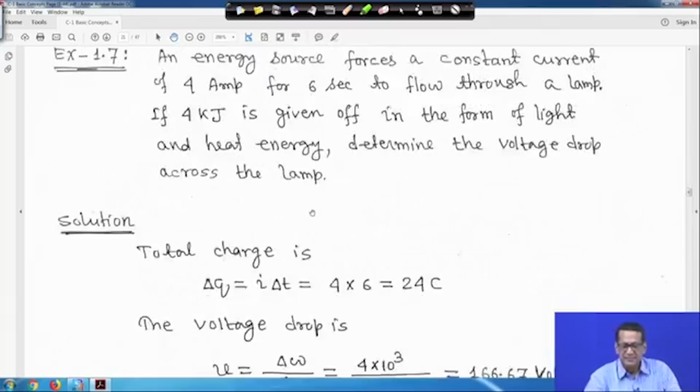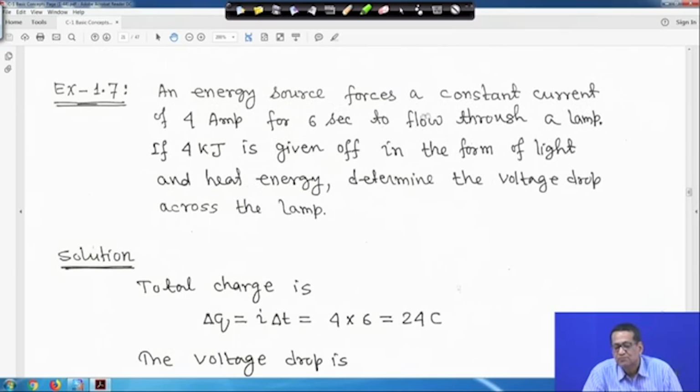And another thing is, an energy source forces a constant current of 4 ampere for 6 seconds to flow through a lamp. If 4 kilojoule is given off in the form of light and heat energy, determine the voltage drop across the lamp. So, it is telling that the energy source forces a constant current of 4 ampere for 6 seconds to flow through a lamp, right.